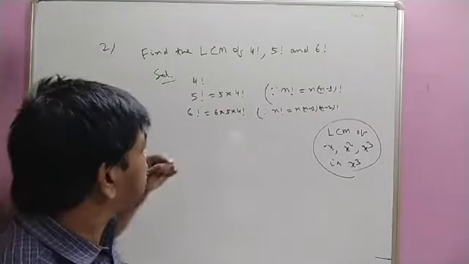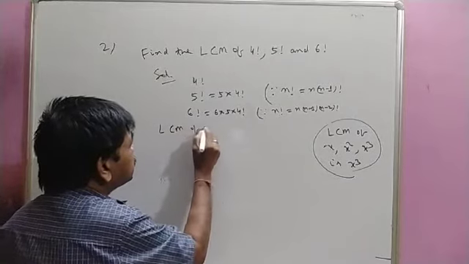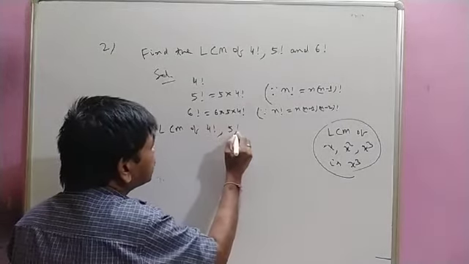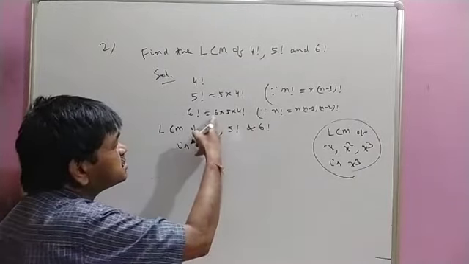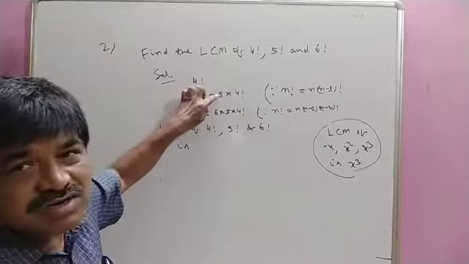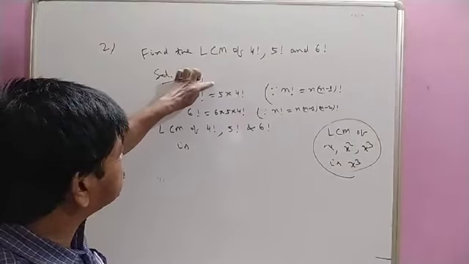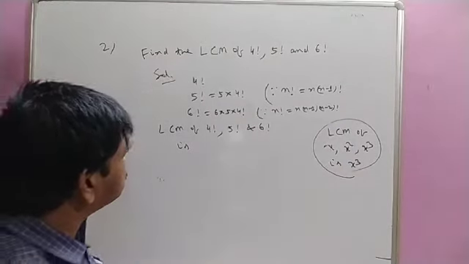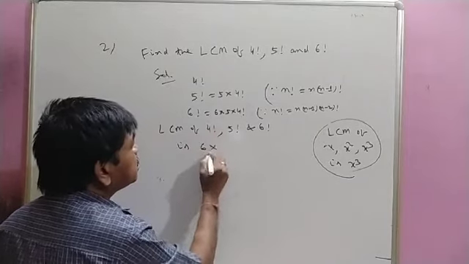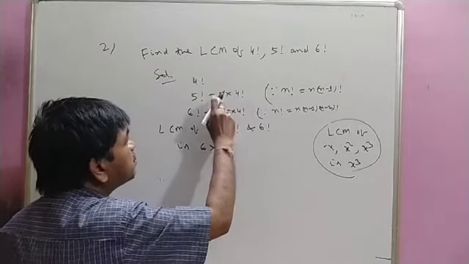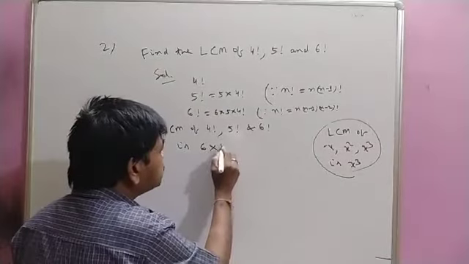Now you see what is the LCM of 4 factorial, 5 factorial and 6 factorial. Here there is 6 power 1. Where there is no 6, you can write 6 power 0, which is 1. So the highest power of 6 is 6 power 1, that means 6. And here 5 power 1; where there is no 5, you can write 5 power 0. So the highest power of 5 is 1, so you will get 5.